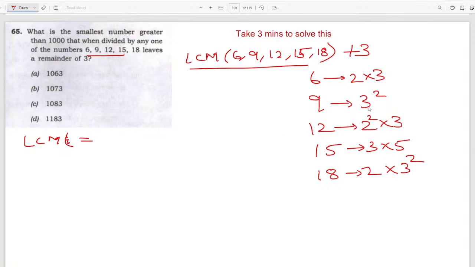2 square into 3, the highest power of 3 is 3 square, and then it's 5. 2, 3 and 5. The highest power of 5 is 5. This is 4 into 9 into 5. So 9 5s are 45. 45 into 4 is 180.